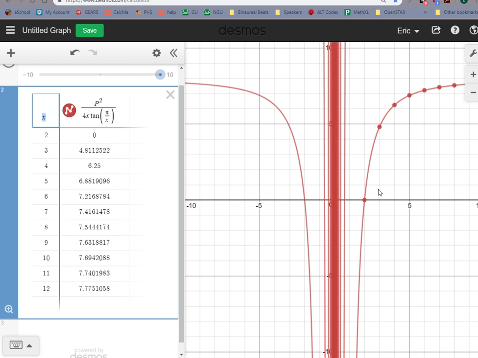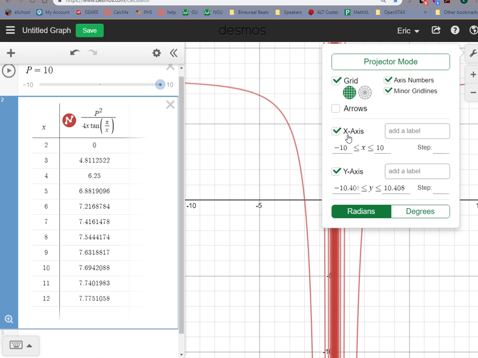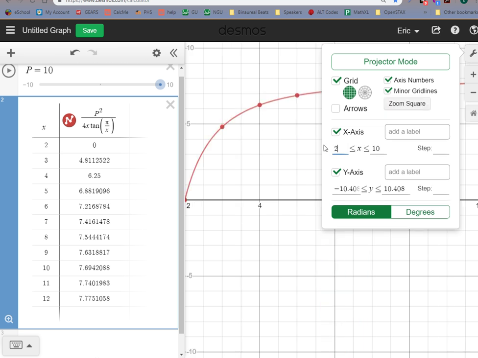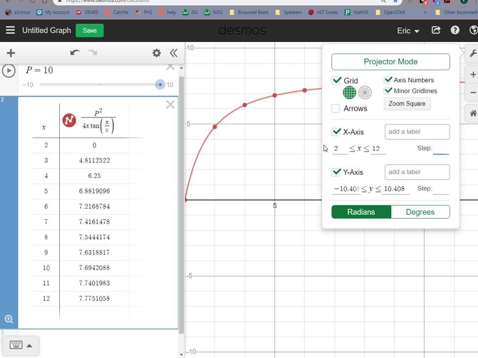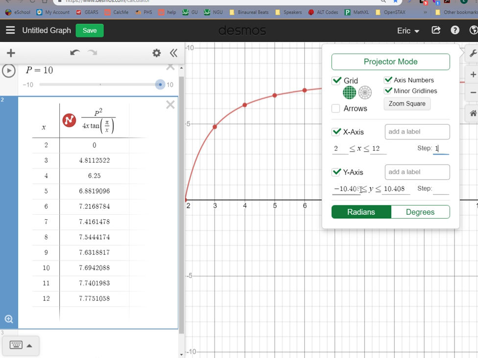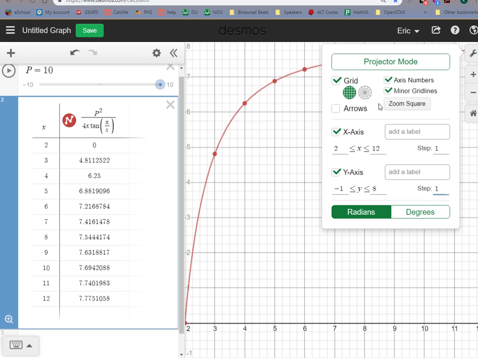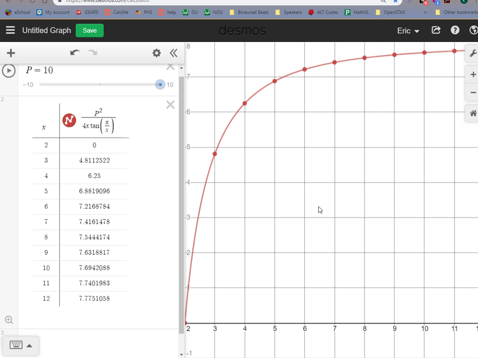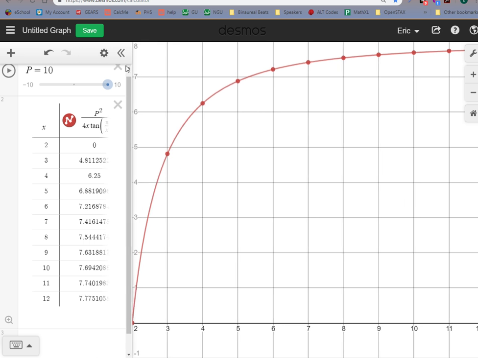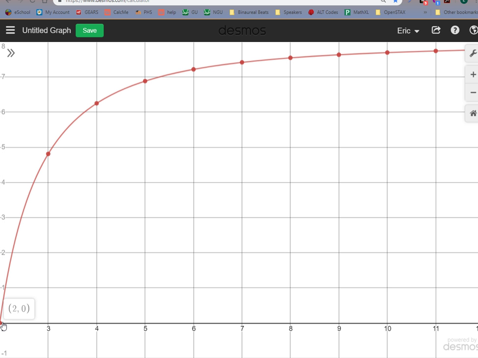So now let's set up, so this looks nice. We'll go from 2 out to 12 by 1s on the x-axis, and for y's we'll go from -1 up to, say, 8 by 1s. We don't need those minor grid lines. That's pretty cool. What do you see there? So x is the number of sides and y is the area.